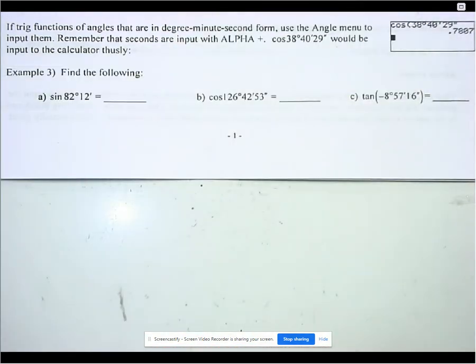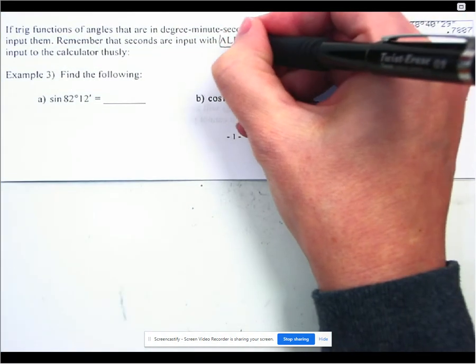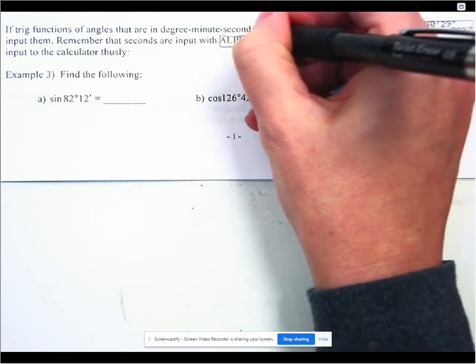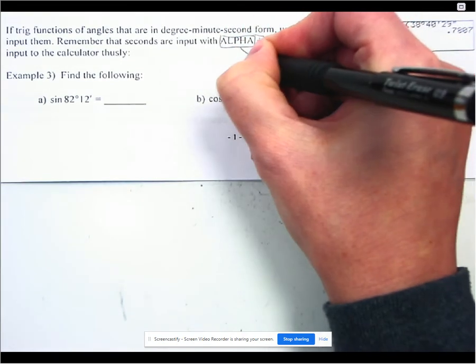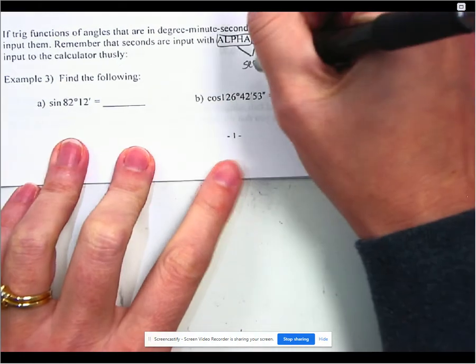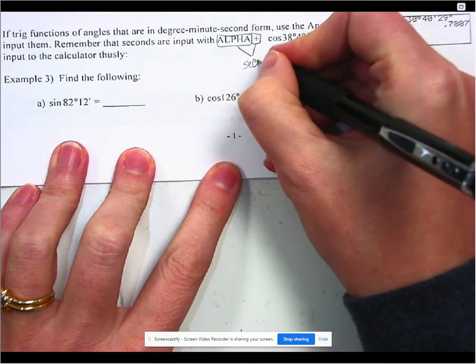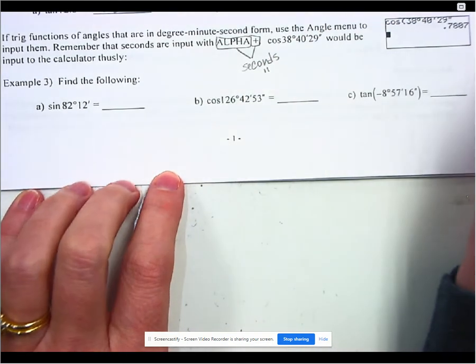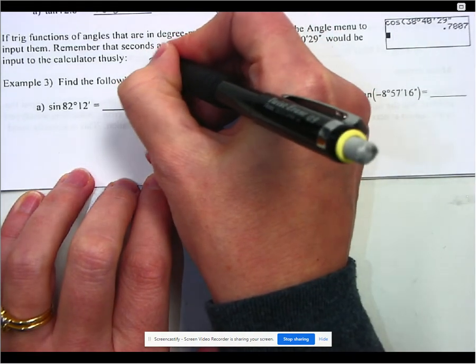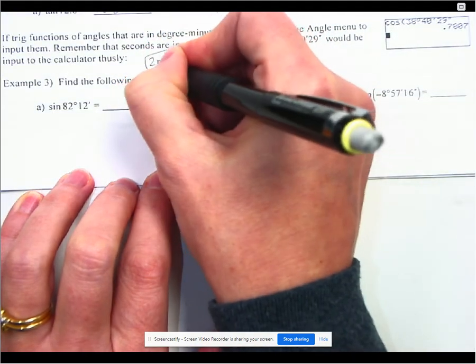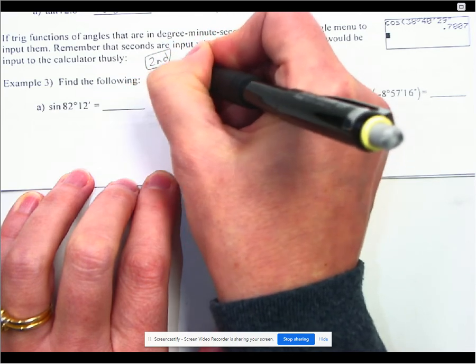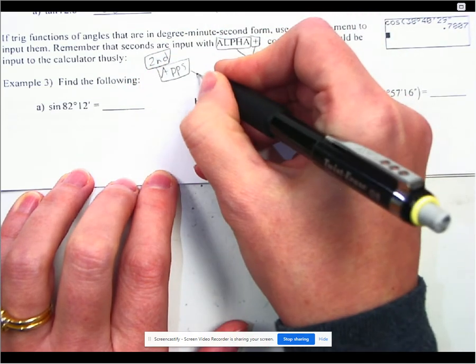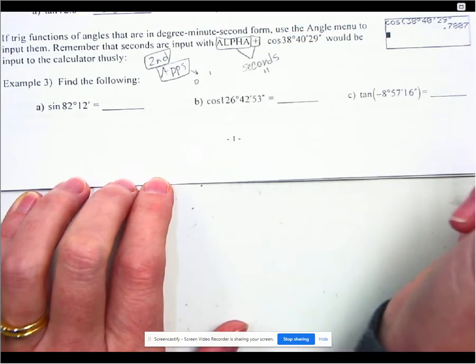a really accurate measurement, I guess. So for seconds, you're going to do alpha plus in the calculator. And seconds is like that. And then for degrees and minutes, you're going to do second, apps. I don't know why seconds is not there, but it isn't. So that's going to give you degrees and minutes.